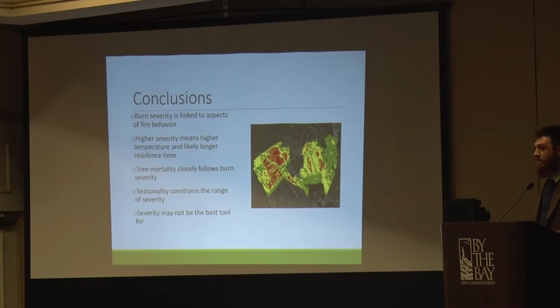So higher severity means that you've got probably a higher temperature, longer residence time at that location, and tree mortality closely follows burn severity, and seasonality can constrain the range of severity possible in your burns. And also severity may not be the best tool. Like I said, it might not really help you figure out anything about smoke. It might not help you figure anything out that doesn't jive with the scale of those pixels, or that's just a binary response, like the fire happened or didn't happen.